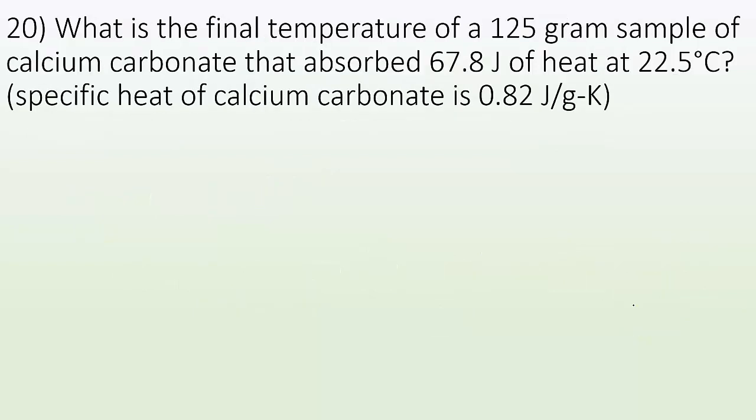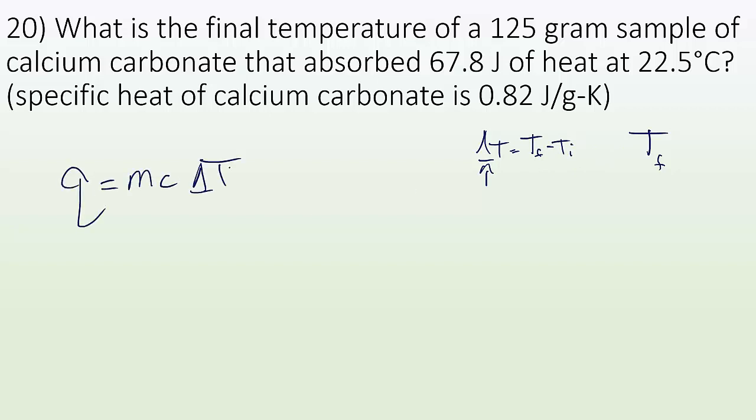Cool. 20. What is the final temperature of a 125 gram sample of calcium carbonate that absorbed 67.8 joules of heat at 22.5 degrees Celsius? So they are looking for the T final. Well, I know that delta T equals T final minus T initial. So I'm probably going to want to figure out delta T from this equation, Q equals MC delta T. So I'm going to be smart and rearrange everything first to get delta T by itself. So delta T equals Q over MC.